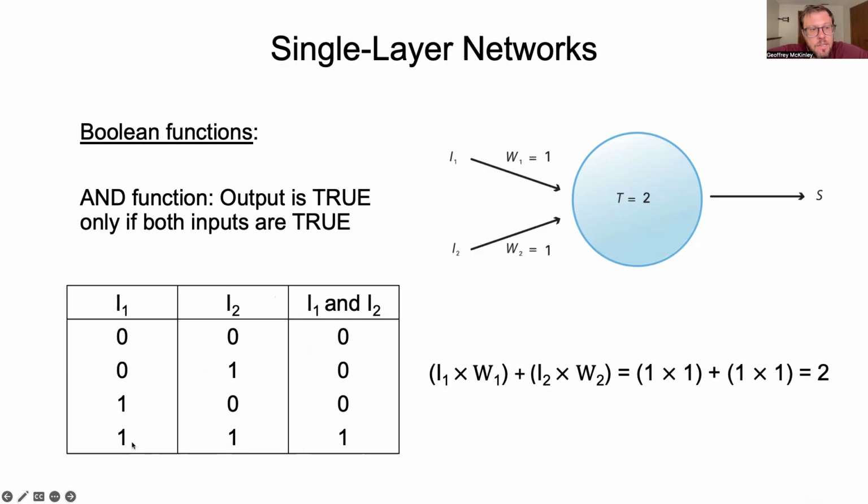Only when input 1 and input 2 are both 1 does this fire. Why? Because input 1 times weight 1, which is 1 times 1, plus input 2 times weight 2, which is 1 times 1, equals 2. And so it would fire. Okay. And then in the next video, we're going to talk about Hebbian learning and the perceptron convergence rule.